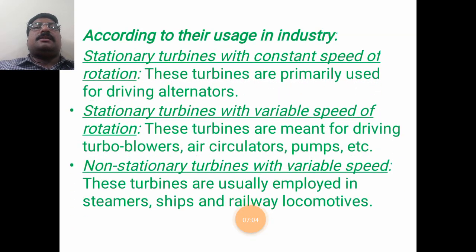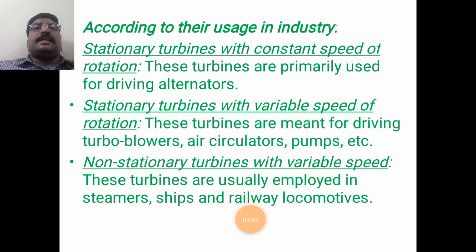Okay, so next, according to their uses in the industry, the turbines are classified as stationary turbines with constant speed, stationary turbines with variable speed, and non-stationary turbines. The stationary turbines are primarily used as alternators. The stationary turbines with variable rotation are used to drive blowers or air circulators, pumps, etc. And non-stationary turbines with variable speeds are employed in ships, railway locomotives, steamers, like that.